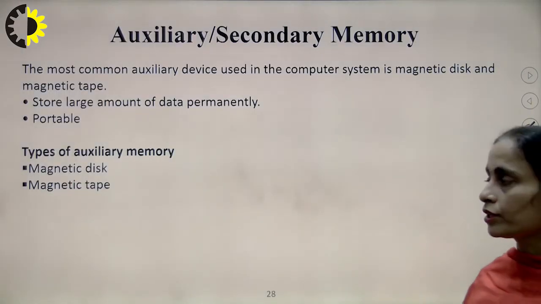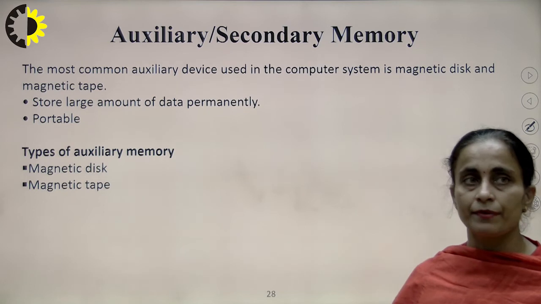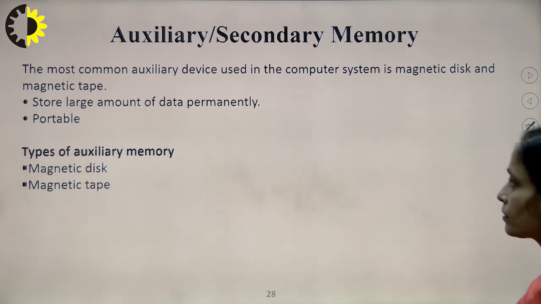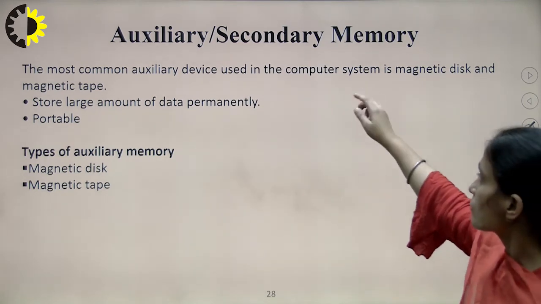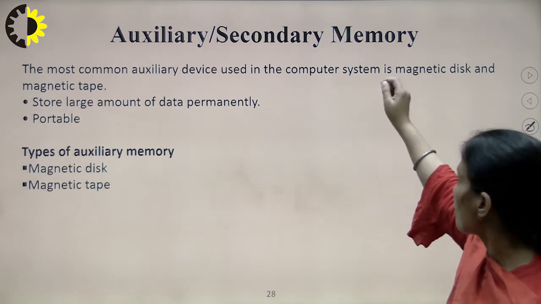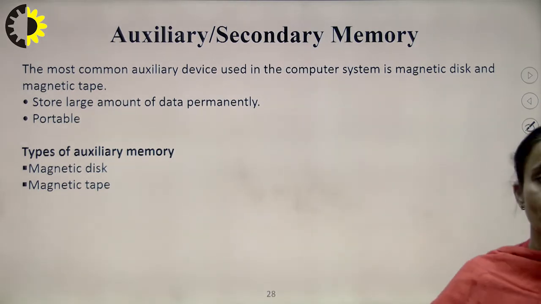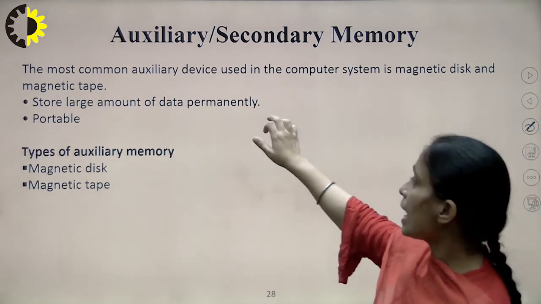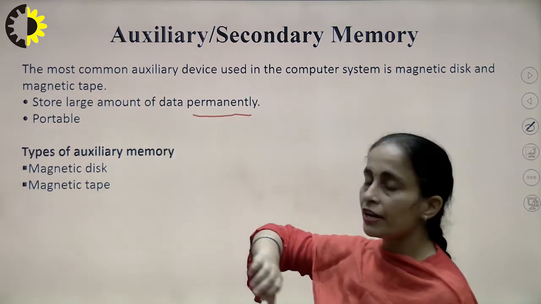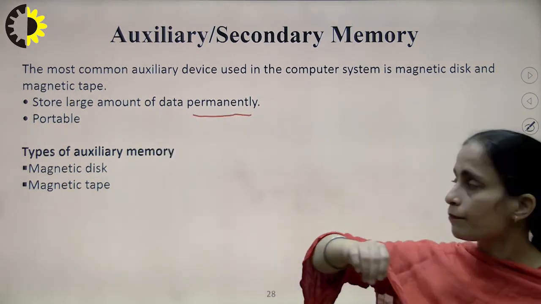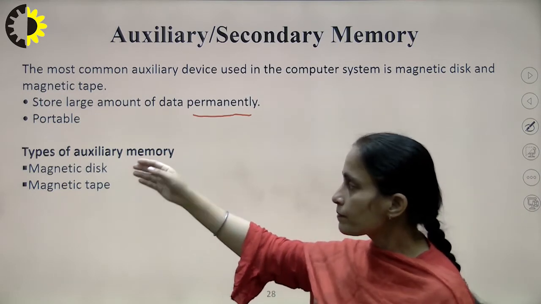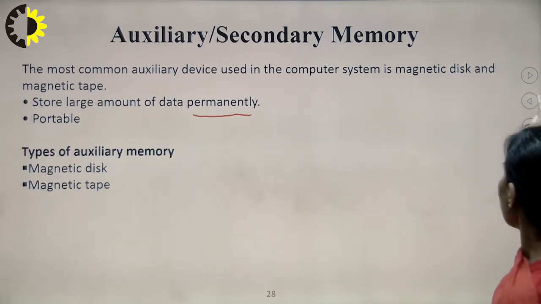Then moving on to the next type of memory, secondary memory, which we can also call auxiliary memory. The most common auxiliary devices used in computers are magnetic disk or magnetic tape, for storing large amounts of data in a permanent fashion, and we can also say that they are portable. Either we use magnetic disk or we use magnetic tape.